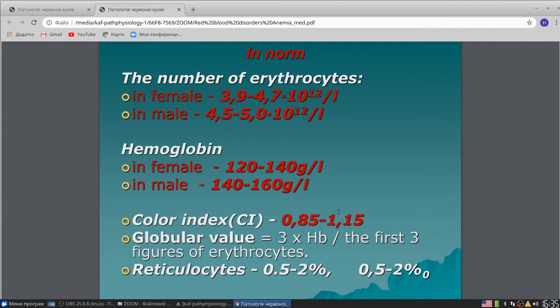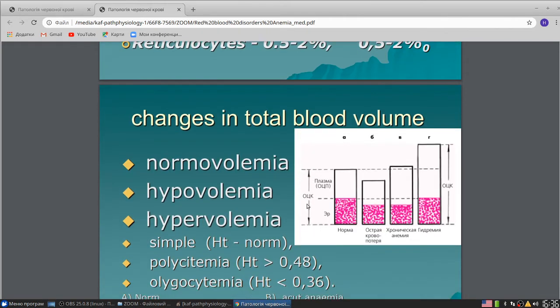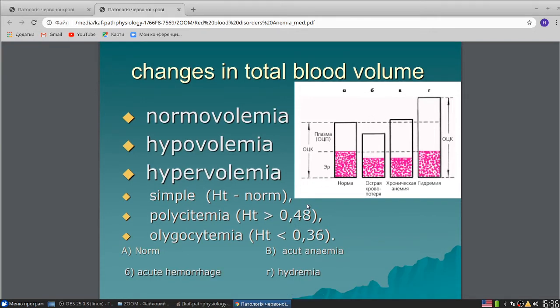Level of hemoglobin varies from 120 till 140 grams per liter in female and from 140 till 160 grams per liter in male. Color index is the range of hemoglobin in erythrocytes, and the normal measure of color index in blood can be from 0.85 to 1.15. To calculate color index, we have a formula: we multiply 3 by the level of hemoglobin and divide by the first 3 numbers of erythrocytes in the blood formula. All immature types of erythrocytes are named reticulocytes, and their level in a healthy person can be from 0.2 to 2%.